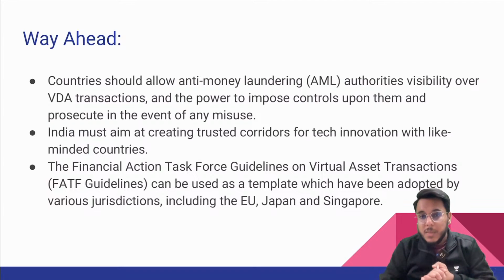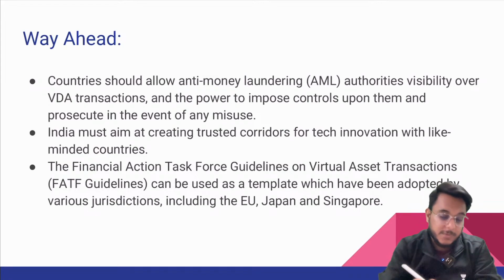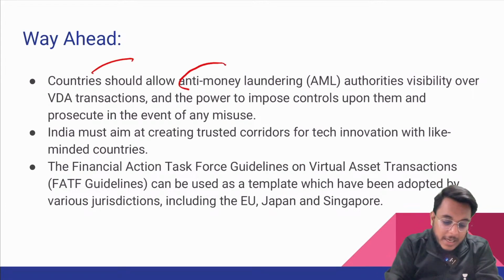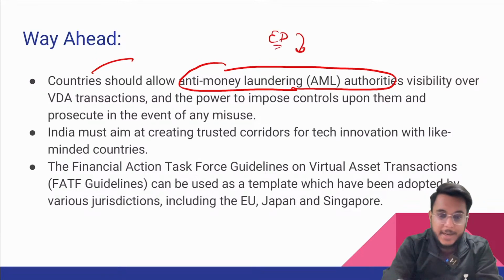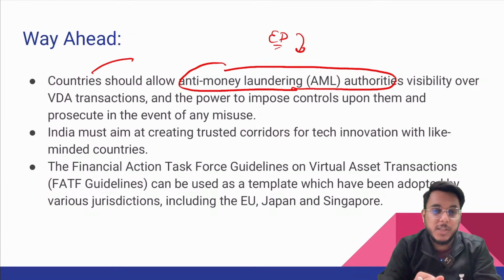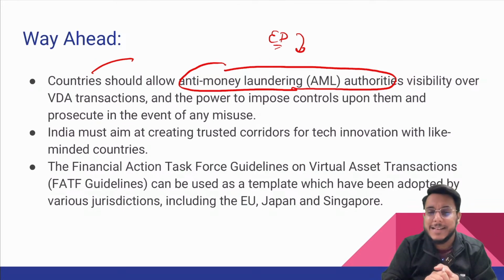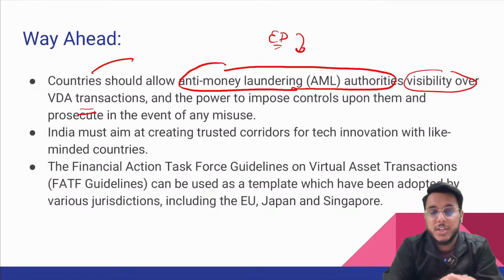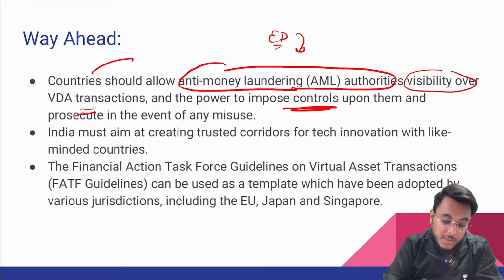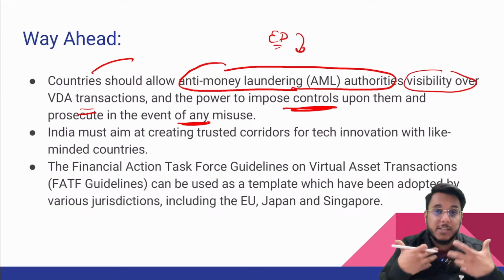Now what can be the way forward in this direction, how to reduce the misuse of these virtual digital assets? Number one, the countries should amend the mandate of the anti money laundering authorities. For example, in India we have the Enforcement Directorate, which is particularly responsible for money laundering activities. So the anti money laundering authorities in all the countries should have their mandate changed, and they should be given visibility over virtual digital asset transactions. They should be given power to impose controls on them. They should be given power to prosecute the people who are using these virtual digital assets for wrong purposes.